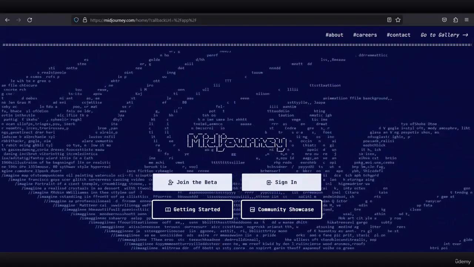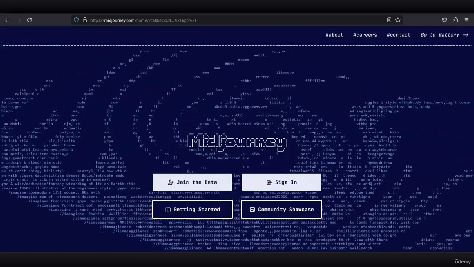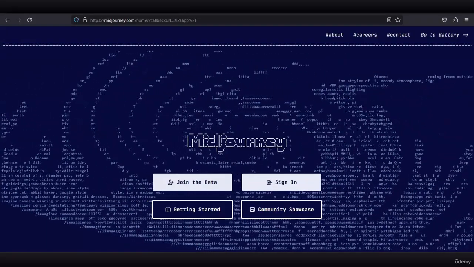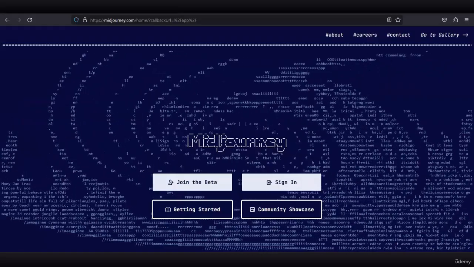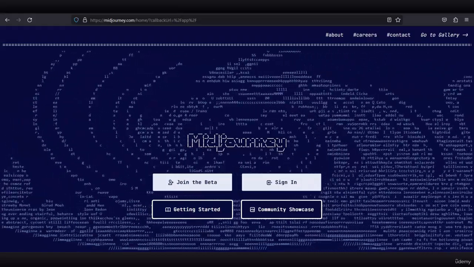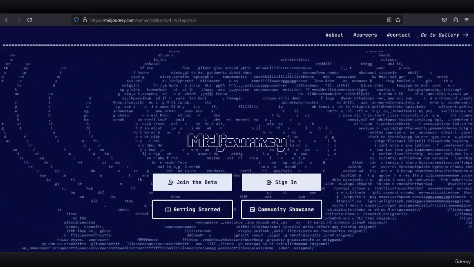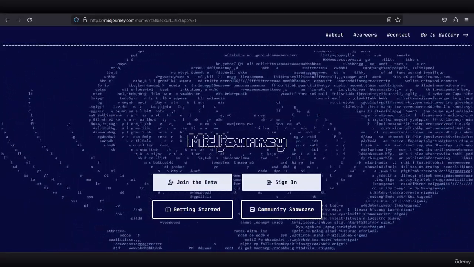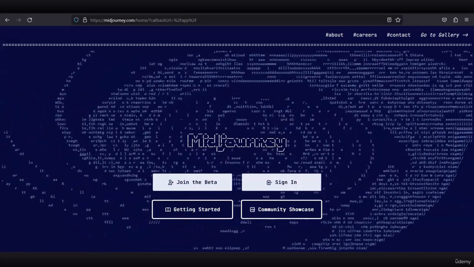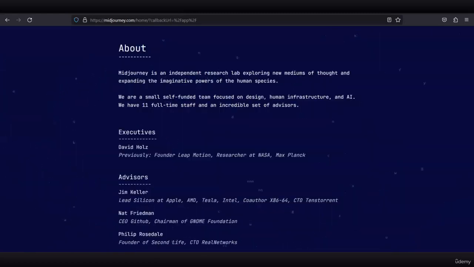MidJourney is an independent research lab that produces a proprietary artificial intelligence program under the same name that creates images from textual descriptions. And it's similar to OpenAI's DALL-E and Stable Diffusion. The tool is currently in open beta. MidJourney is currently only accessible through a Discord bot and on their official Discord, by direct messaging the bot or by inviting the bot to a third-party server.